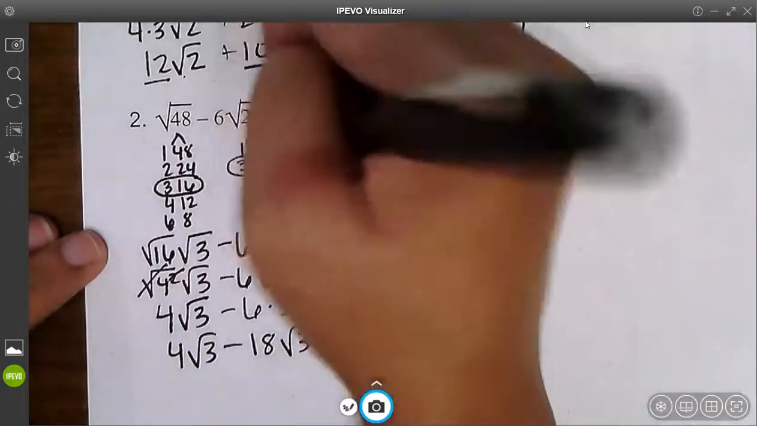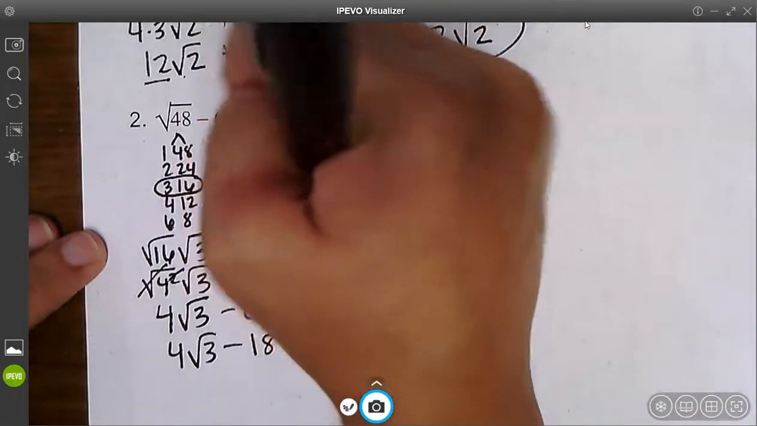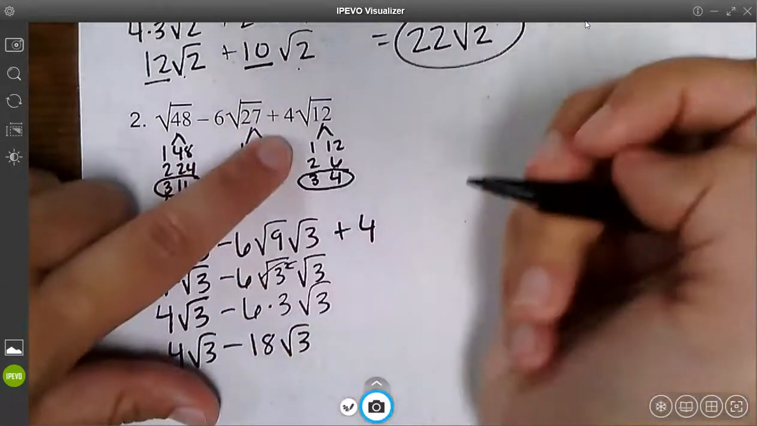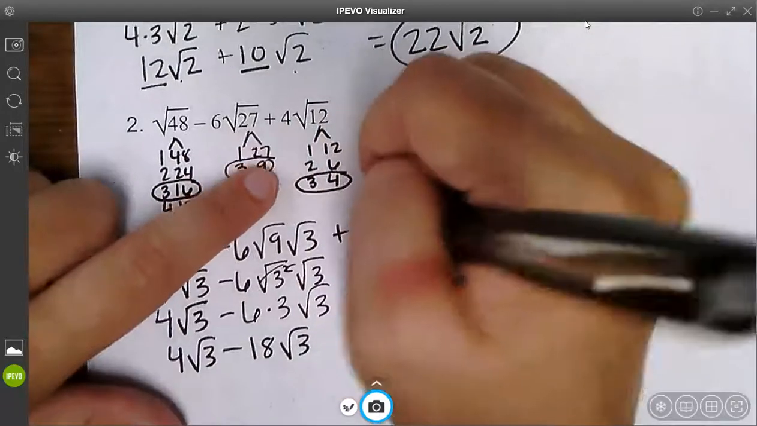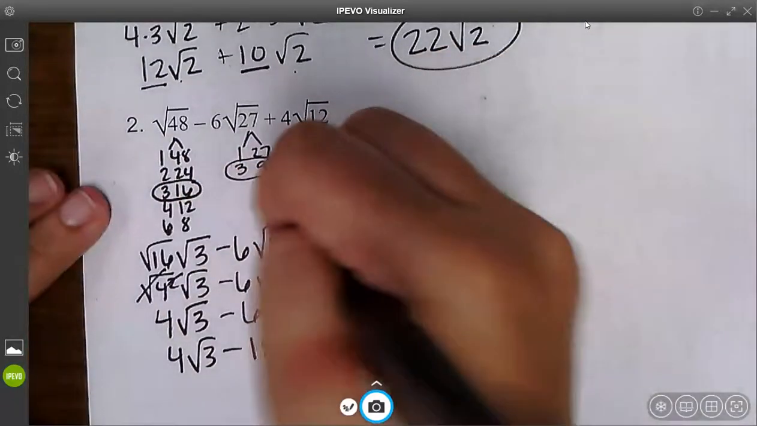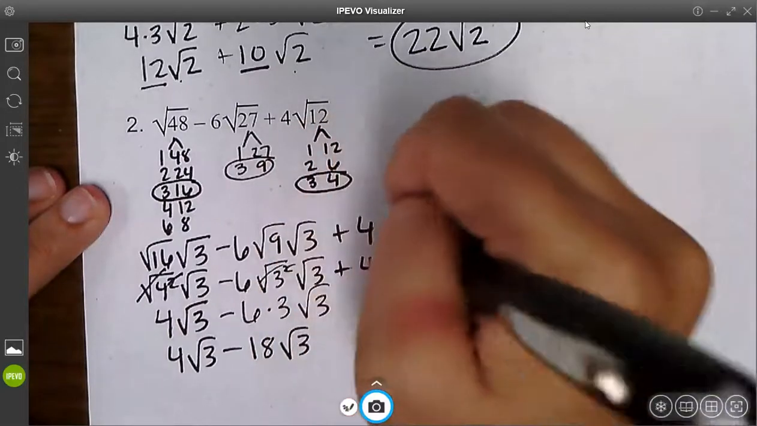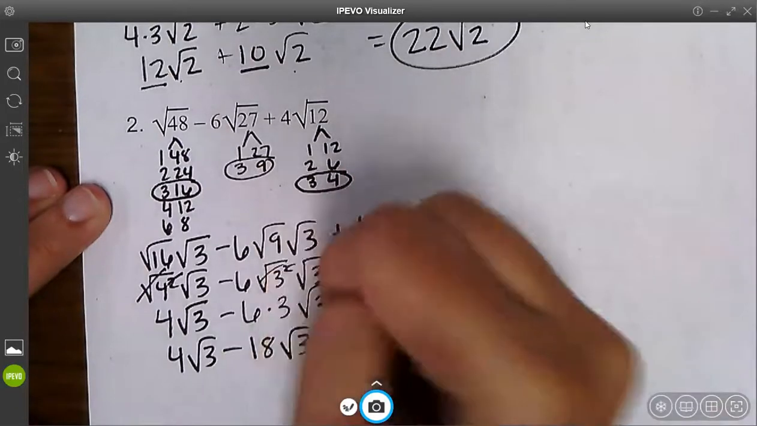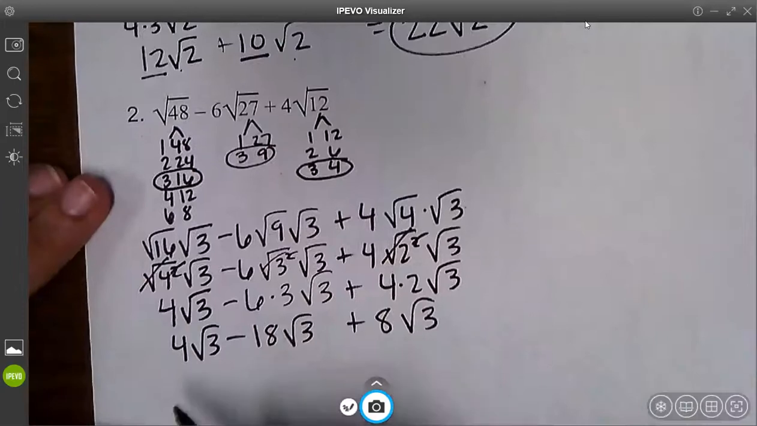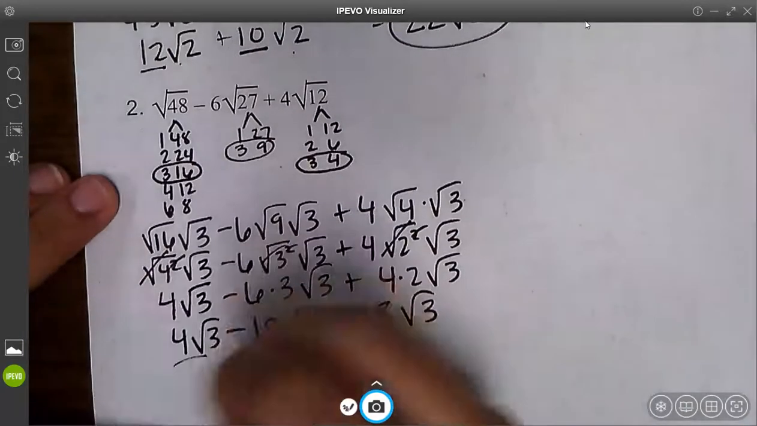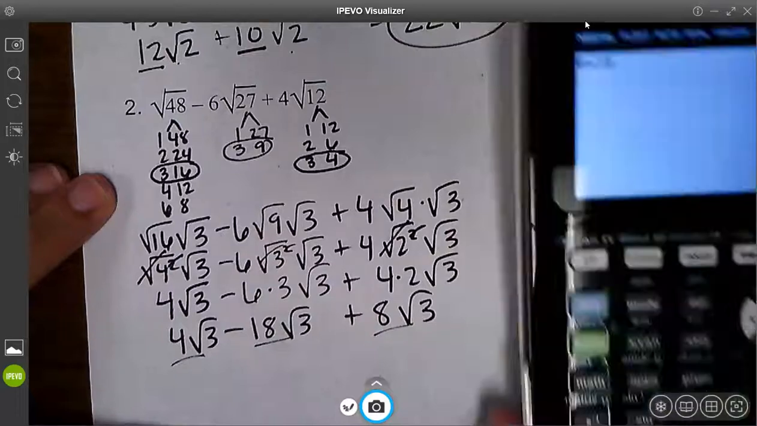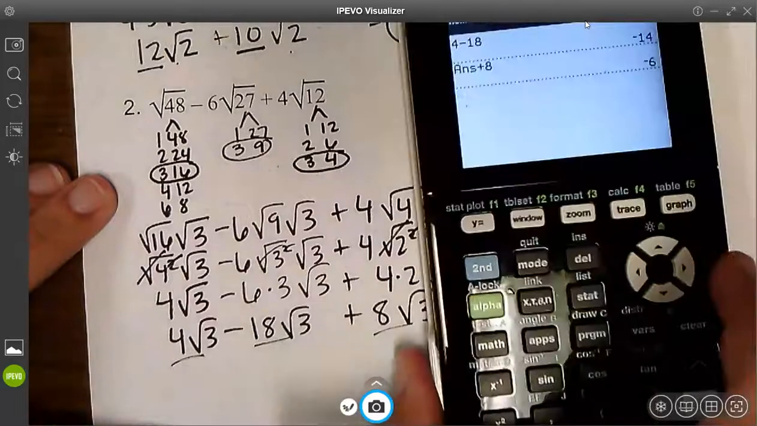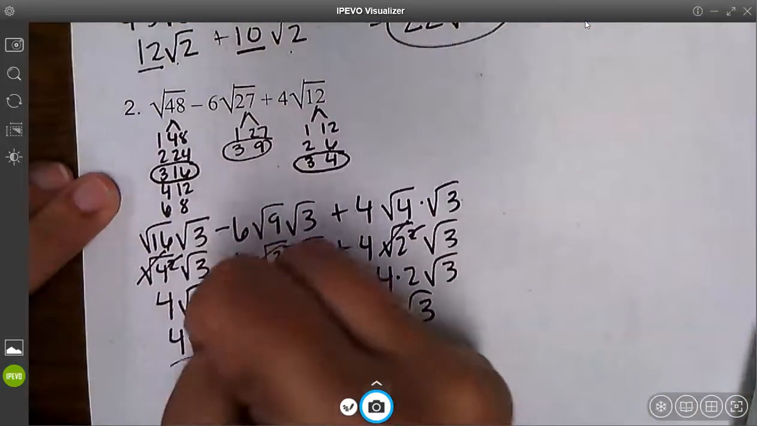And then the last one is 12. 1 and 12, 2 and 6, 3 and 4. 4 is my biggest perfect square factor. I still have my plus 4 out front. And then I have the square root of 4 times the square root of 3. 4 is equal to 2 squared. Square root squareds cancel. 4 times 2 root 3, which is 8 root 3. Since all of these have a root 3, I can say 4 minus 18 plus 8. 4 minus 18 plus 8 is negative 6. Sorry. So I have negative 6 square roots of 3.